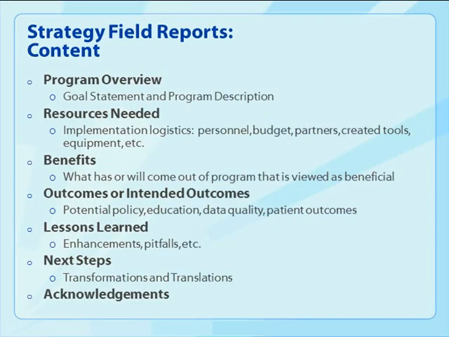The content in this publication is categorized as follows. Each starts with a program overview, which highlights the goals and gives a brief description. Then it's followed by resources that are needed to carry out this activity, such as logistics, partners, tools, etc. Then we also describe the benefits from the activity, as well as outcomes for potential policy, education, data quality, and patients. And then we also have lessons learned from planning to implementation, as well as next steps and acknowledgments.